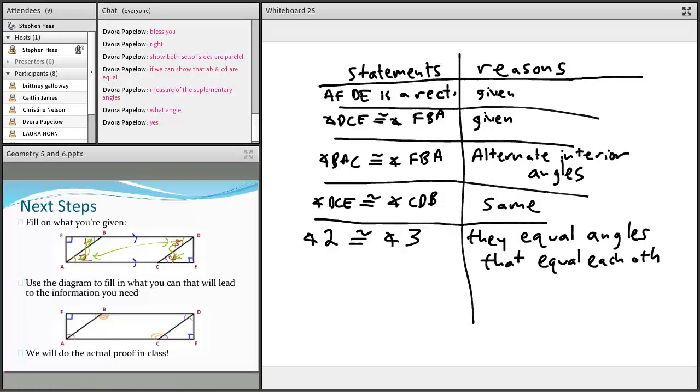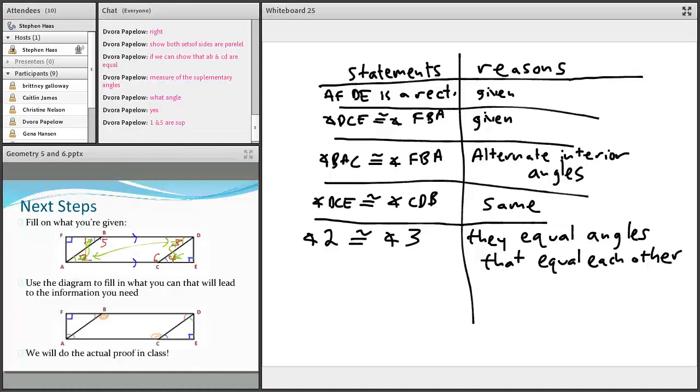Okay, what else can we do? Well, can we do the same thing? Let's say for example we made this angle 5 and this angle 6. Could we do something similar for angle 5 and angle 6? Well, let me ask you something. What's the relationship between angle 5 and angle 1?